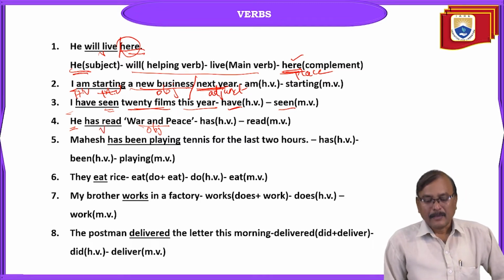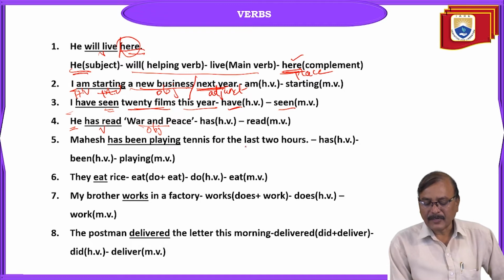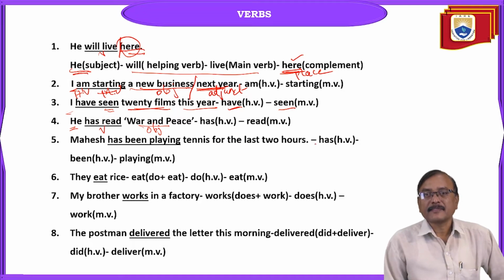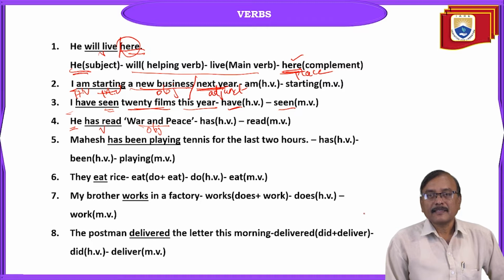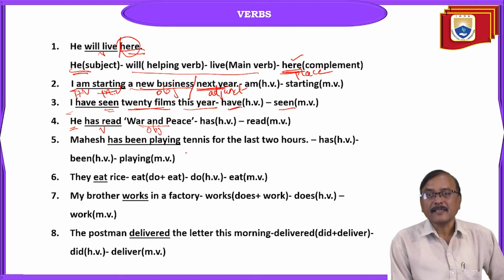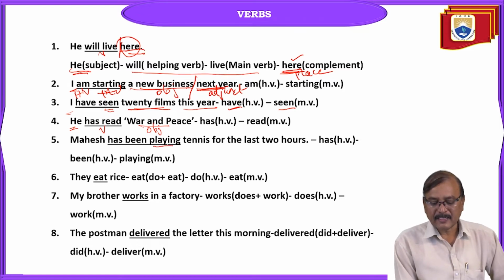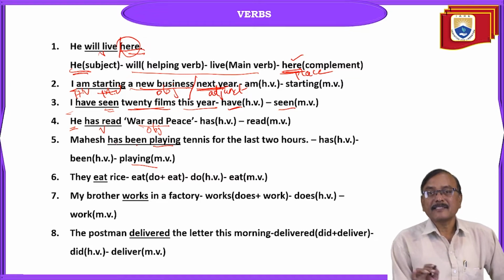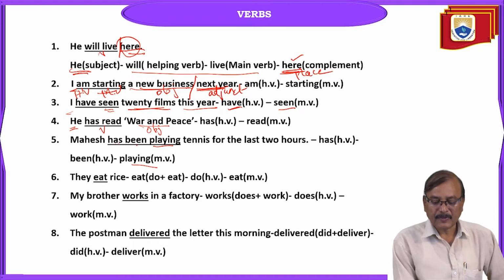Right? Mahesh has been playing tennis for the last 2 hours. Has been playing. In this one, what is the main action? Playing is the main action. So this main action, playing, is called the main verb. And been is a helping verb. Has is also a helping verb. There are 2 helping verbs in this sentence.